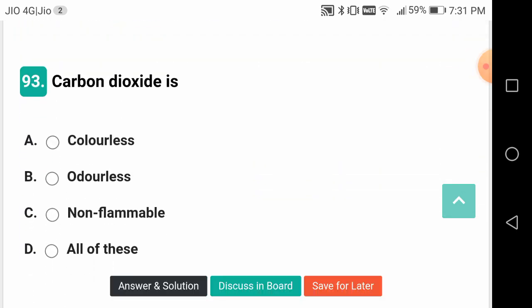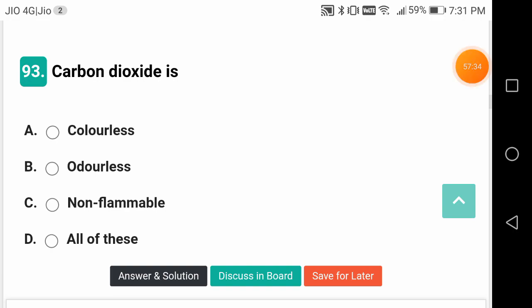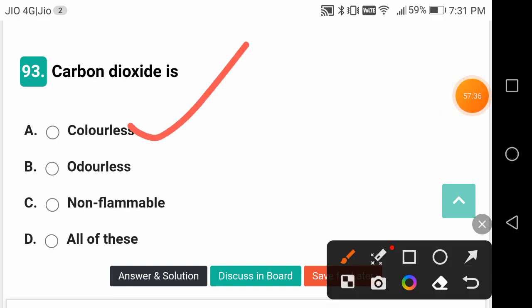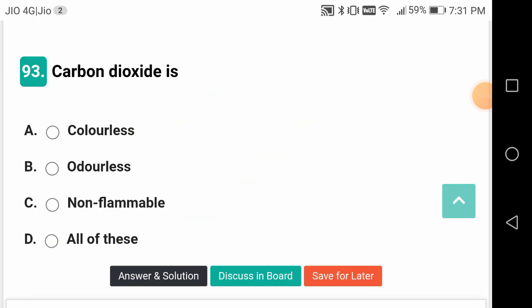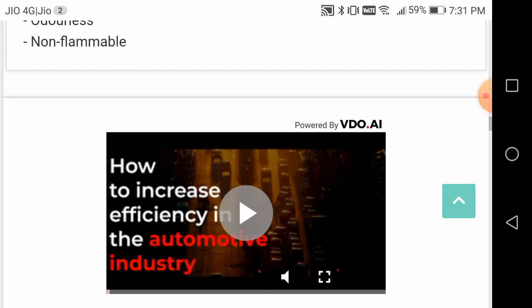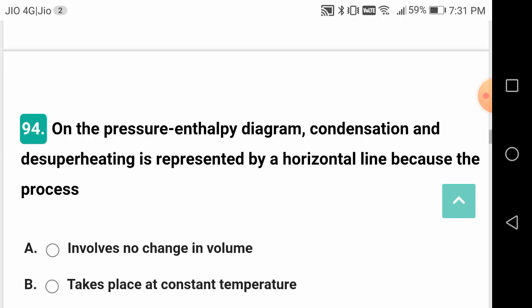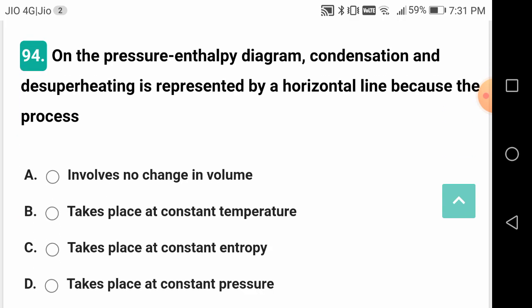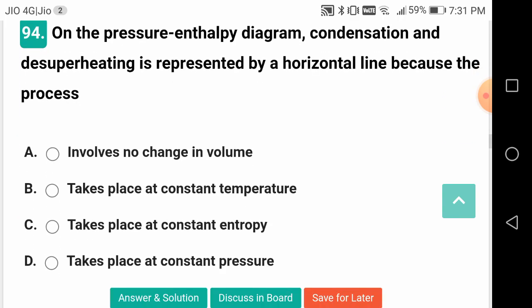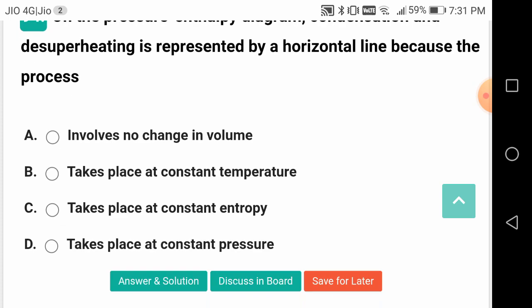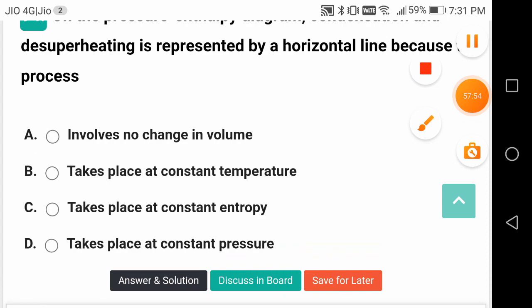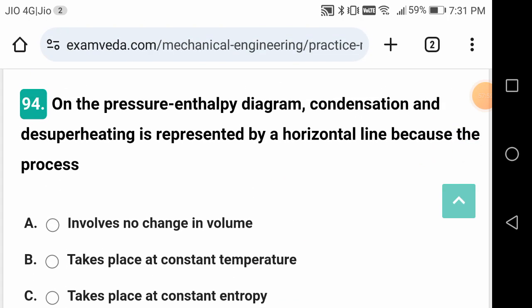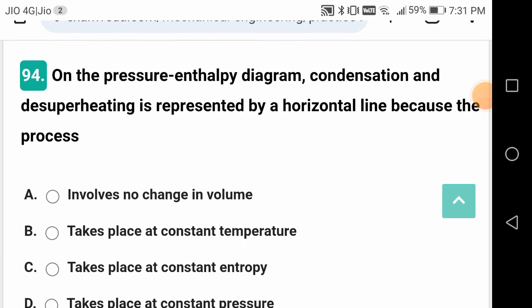Carbon dioxide, what are the characteristics? All of these: colorless, odorless, non-flammable, all of these are the characteristics. On the pressure enthalpy diagram, condensation and de-superheating is represented by a horizontal line because the process takes place at constant pressure. Constant pressure. Pressure enthalpy diagram.